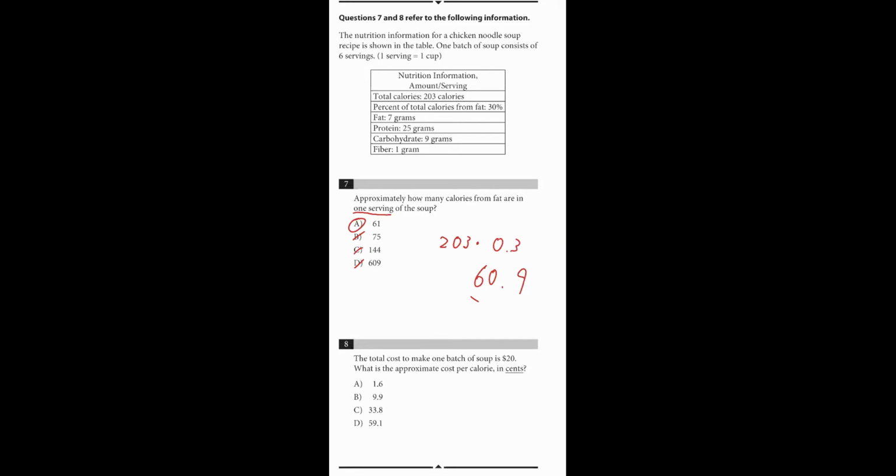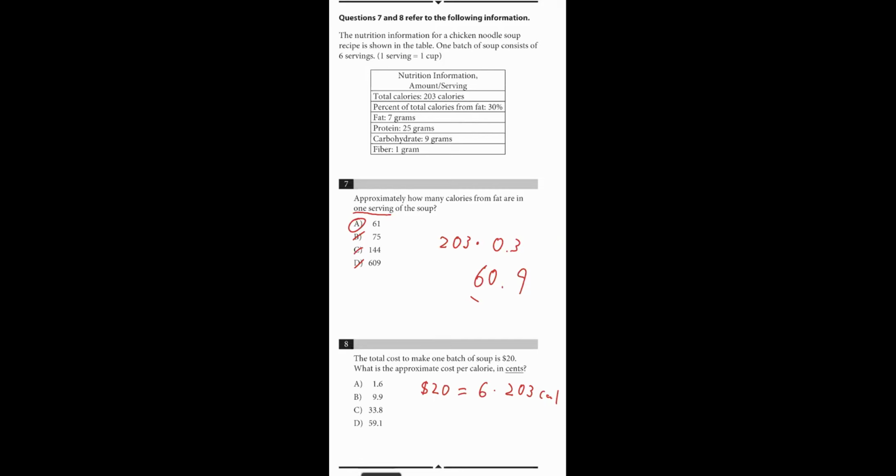Okay, so for question 8. Total cost to make one batch of soup is $20. What is the cost per calorie in cents? So we have $20 is equal to cost per calorie. This is batches. One batch is 6 servings. So we have 6 times 203 calories per serving.